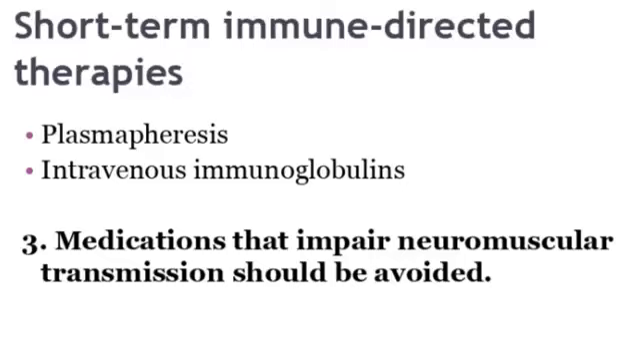Intravenous immunoglobulin has also been used to provide temporary benefit in circumstances similar to those in which plasmapheresis is used. Medications that impair neuromuscular transmission should be avoided, like aminoglycosides, gentamicin, streptomycin, macrolides, erythromycin, azithromycin, fluoroquinolones like ciprofloxacin, levofloxacin, calcium channel blockers, beta blockers, statin drugs, phenytoin, penicillamine, and finally lithium.